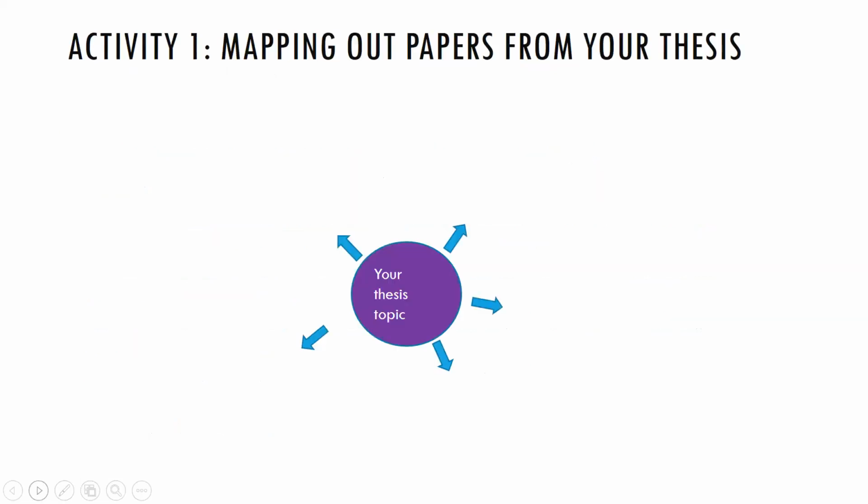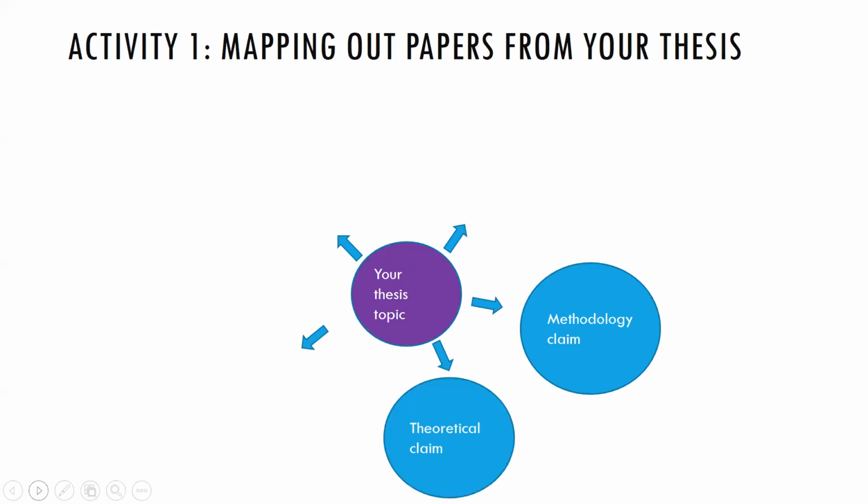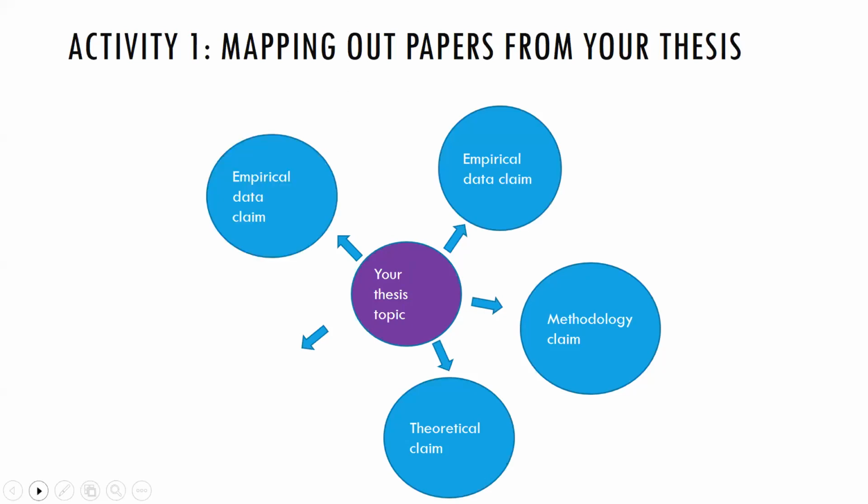So here is a mind map. And here's something that you can think about doing, and you can doodle this as we go along, maybe as we're talking here. You've got your thesis topic, and then there's a range, I'm saying, from a PhD, possibly 5, maybe 6 papers. You might have a theoretical claim, an empirical claim, and another empirical claim, just as an example.